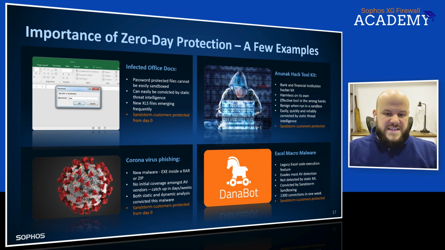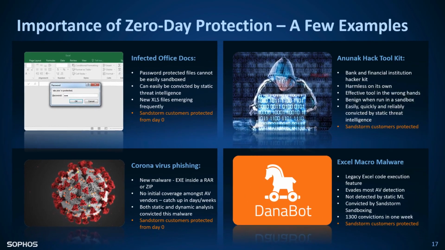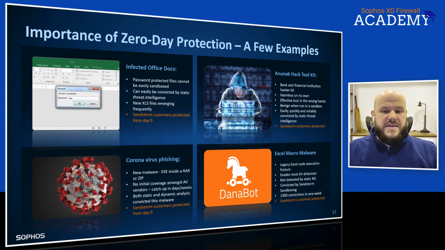And last but not least is another Excel-based malicious attack that uses a legacy code execution feature. This one is designed to be evasive of most AV engines. However, Sophos Sandstorm detected this variant and saw over 1,300 convictions in just 1 week. The bottom line is there are real and dangerous threats out there that are slipping onto networks unnecessarily because customers don't have the necessary protection.